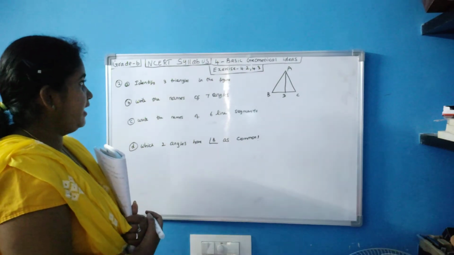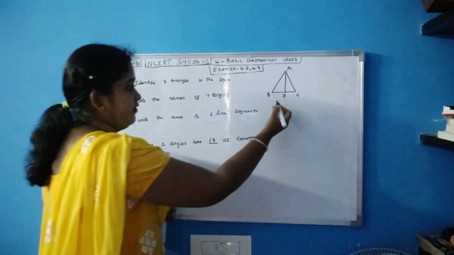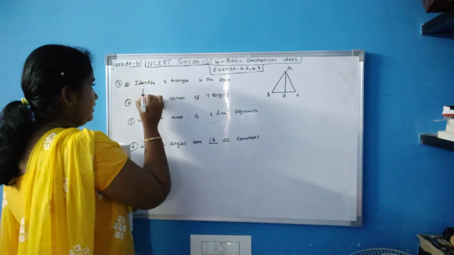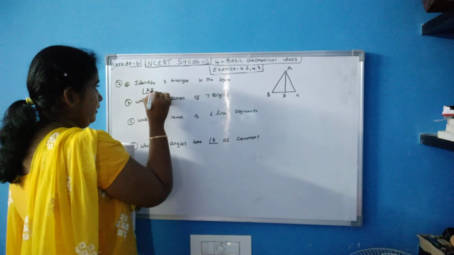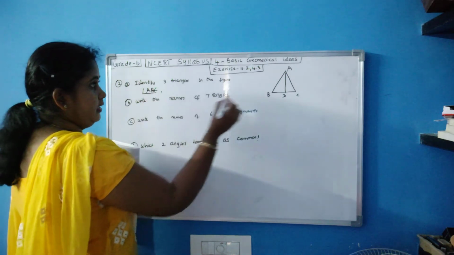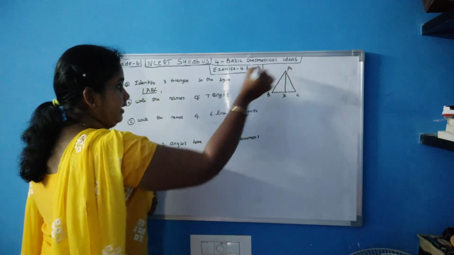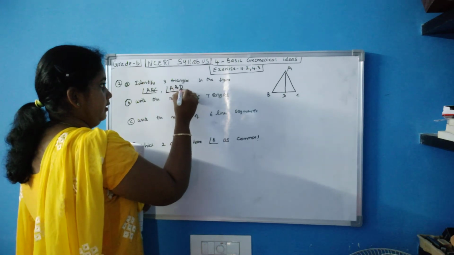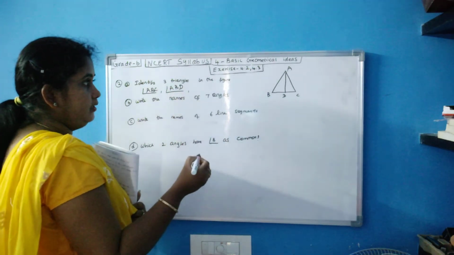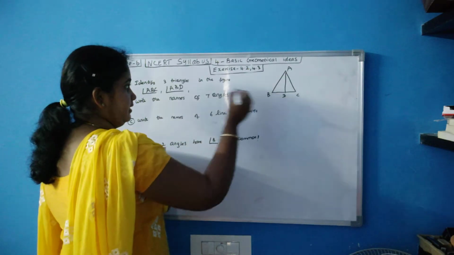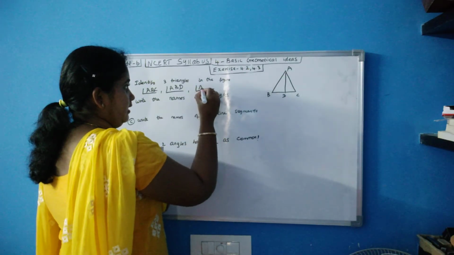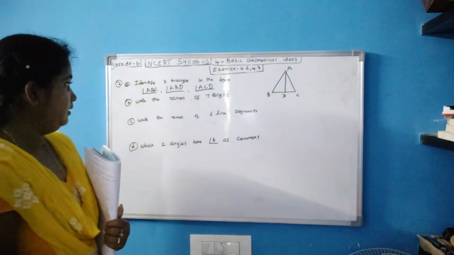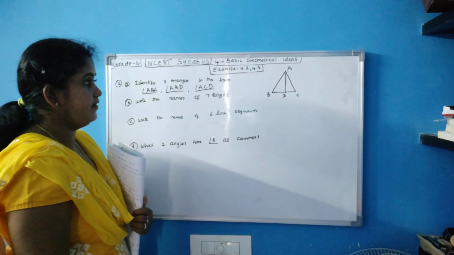So now let's move on to the last sum in your exercise 4.3. Identify 3 triangles in the figure. So the figure is given here. You have to identify 3 triangles. So I can identify triangle A, B, C. Okay. Then I can identify this triangle ABD. Triangle A, B, D. Okay. Then identify this triangle ACD and triangle ACT. Okay, did you understand?